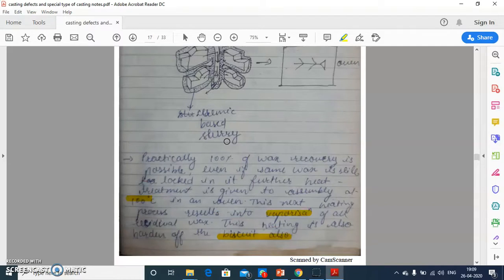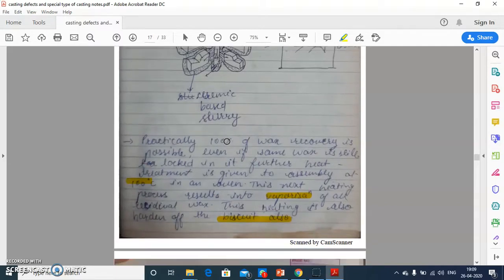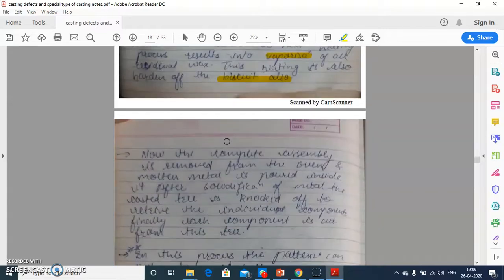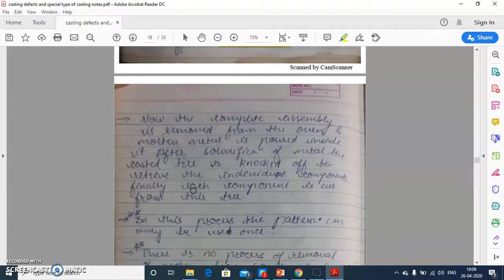तो हमें एक प्रोडक्ट मिलता है। वो प्रोडक्ट एक्चुअली में मोल्ड होता है फॉर प्रिपेयरिंग द प्रोडक्ट विद द हेल्प ऑफ इन्वेस्टमेंट कास्टिंग। नाउ द कंप्लीट असेंबली इज रिमूव्ड फ्रॉम द ओवन एंड मोल्टन मेटल इज poured inside it. After solidification of metal, the casted tree is knocked off to retrieve the individual component. Finally, each component is cut from this tree.